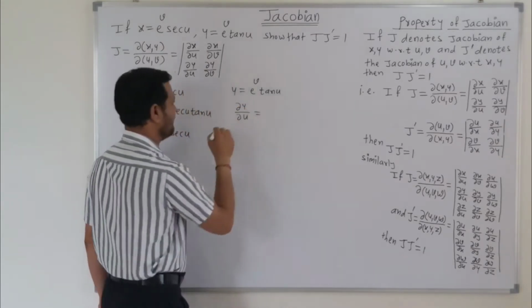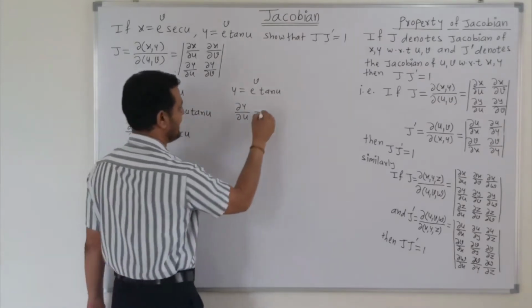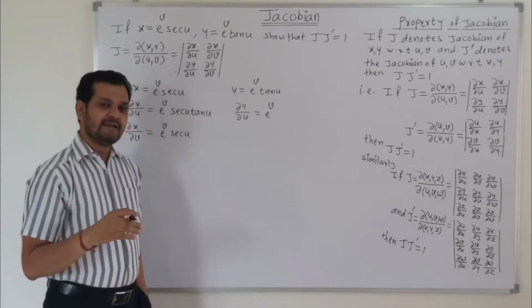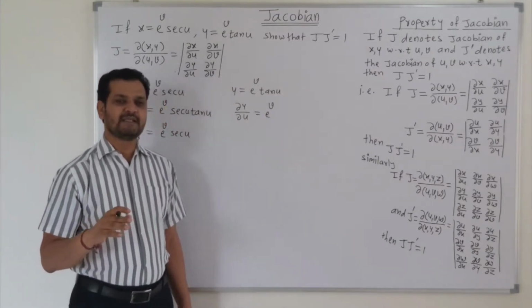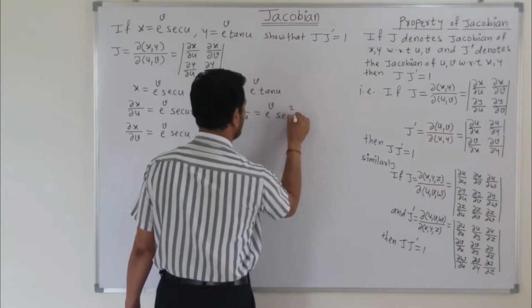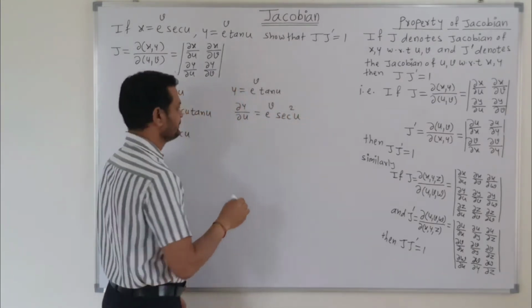Now similarly, let's take the partial derivative of y with respect to u. When we take the partial derivative of y with respect to u, the term e raised to v is constant. Then we know the derivative of tan x is sec square x. According to that formula, we can write this as sec square of u.